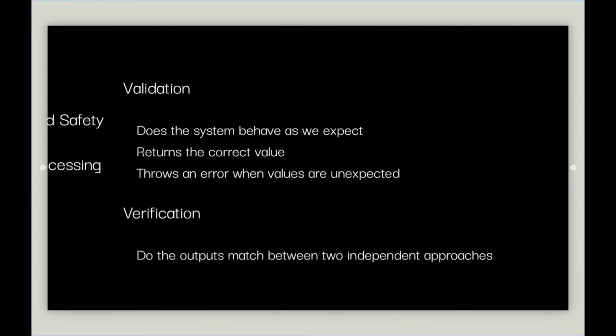So validation and verification are commonly mixed up, so I'm going to take a second here to discuss that. So validation is, does the system behave as we expect it? Does it return the correct value? Will it throw an error when the values are unexpected? So we've covered that a little bit. Now verification. So all verification is do the outputs match between two independent approaches? So you can verify a data set, but you can validate a system. You can use verification as part of validation, but they are not the same, and it's important to make sure that those are distinct in your head.